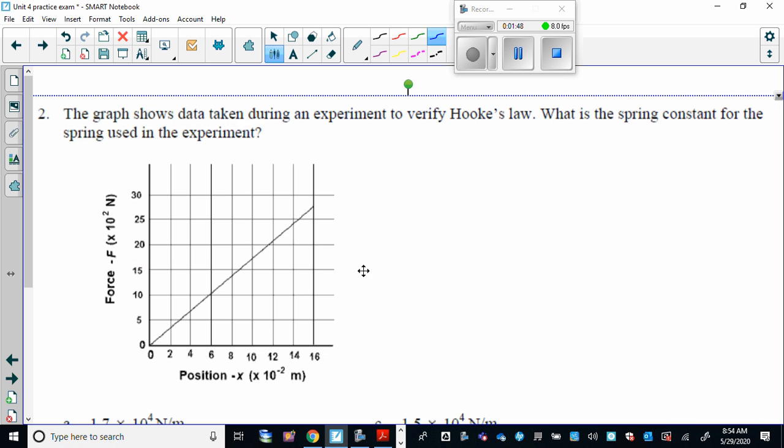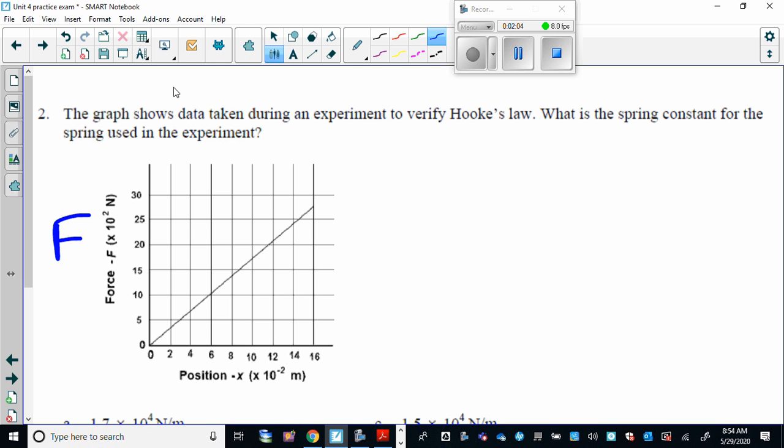Number 2 is a graphing question. The graph shows data taken during experiments to verify Hooke's law. What is the spring constant for the spring used in this experiment? Okay, so on the y-axis, we have force. And on the x-axis, we have position or displacement or the x value.